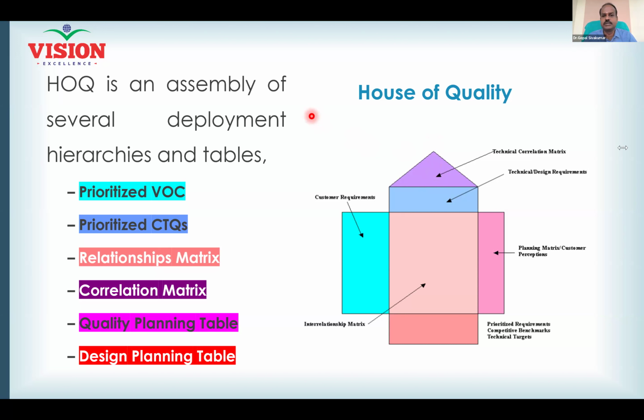Yes, Nitin, you unmute and speak. This relationship matrix is VOC and CTQ. Relation between VOC and CTQ, right, sir? Very good. Relationship between VOC and CTQ. And the core relation matrix, within the CTQ. What is the relationship between one CTQ and another CTQ? Okay, within the CTQ.